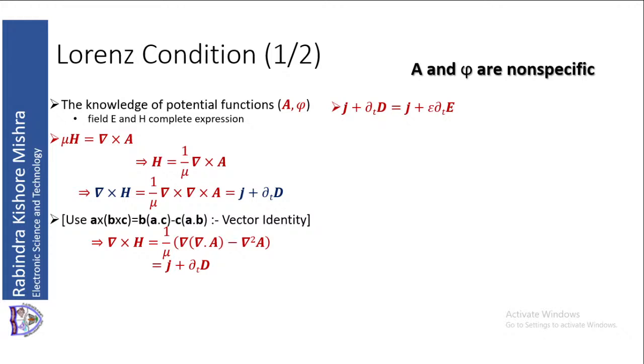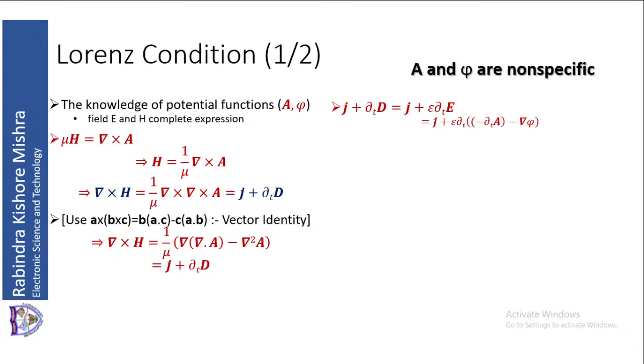Now let us look at the last term, J plus dot T operating on D. J plus dot T D, where D is equal to epsilon E, so dot T operating on epsilon E. Epsilon is constant with respect to time, take it outside the differentiation. So J plus dot T D is equal to J plus epsilon dot T operating on E. So that you can write as J remains as it is plus epsilon remains as it is. Dot T is now operating on E.